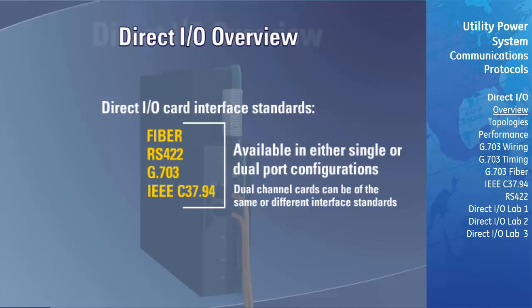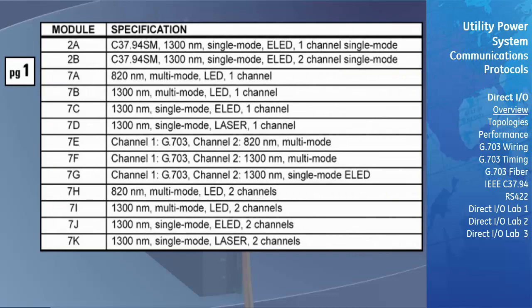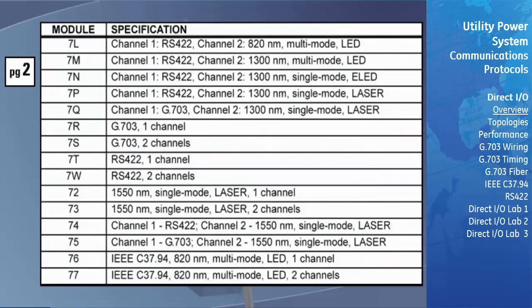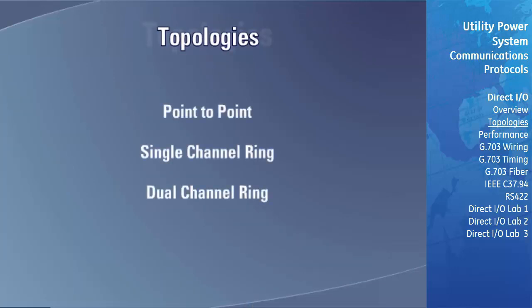For example, there is both a dual-channel fiber card and a dual-channel card that is composed of a fiber channel and an RS-422 channel. Here is a current list of direct I/O communication cards that are available for the Universal Relay. You can refer to the most recent Universal Relay Instruction Manual for the latest card offering. Point-to-point, single and/or dual-channel ring topologies are available depending on the communication cards chosen.